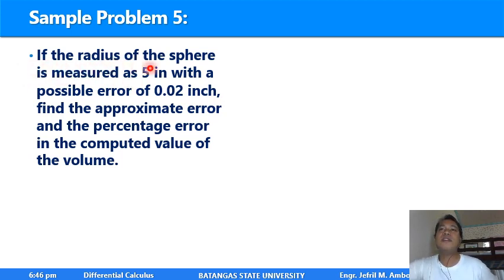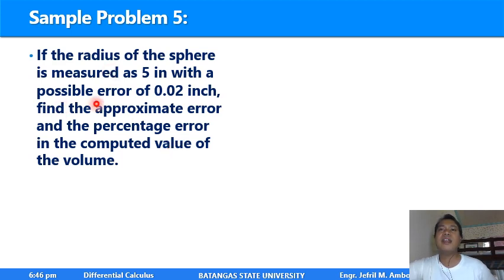The radius of the sphere is measured as 5 with a possible error of 0.02 inch. Now find the approximate error and the percentage error in the computed value of the volume. Okay, so just like what we did in the two previous problems, we first represent the quantities that change in terms of variables. So, which variable changes here? The radius, so the radius is r.